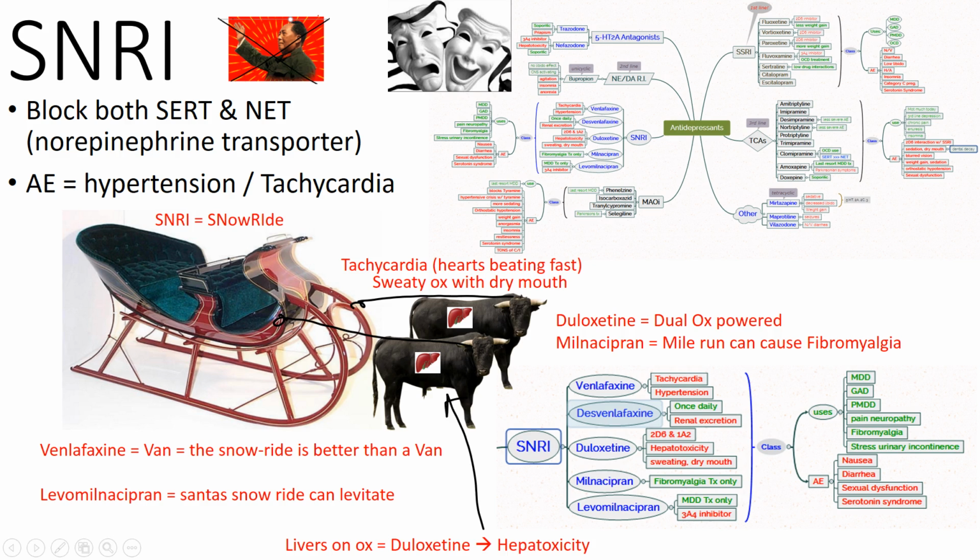So the snow ride, this is a sleigh, or some people call it the snow van, okay? So the van, venlafaxine, okay? So van for venlafaxine, this is the snow van. So you think of venlafaxine, you go, oh yeah, I know that's an SNRI because it's a snow ride, it's a van. Van for riding in the snow.